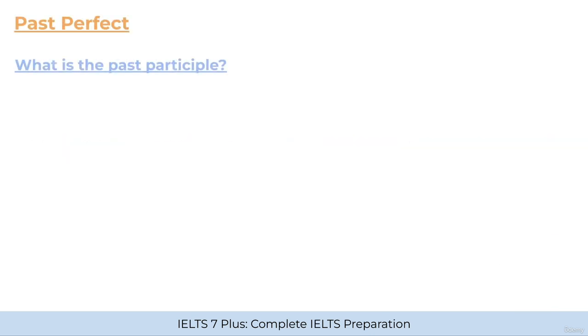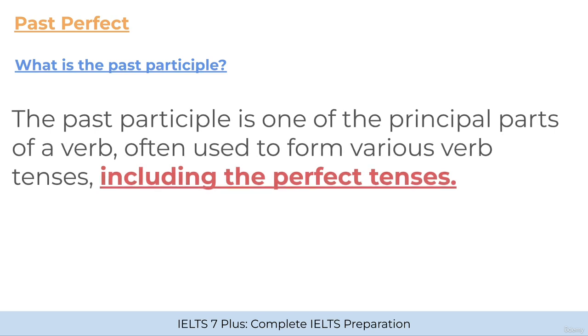Okay, so past participle then in a bit more detail. What is this? Well, it's one of the, you can call it the principal parts of the verb. It's derived from the verb and it's used to form various verb tenses, including these perfect tenses that we're talking about today. So, very important in tense formation.